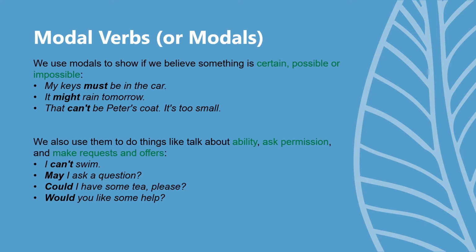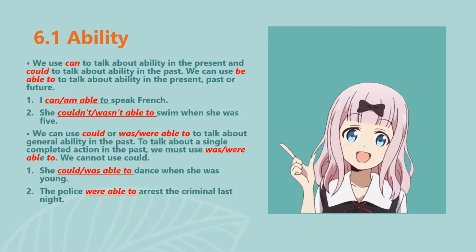Okay, now we are going to go a bit in depth for each of these modal verbs. Okay, in our 6.1 we have the ability. Remember what was ability? Kebolehan. So we use can, the word can, to talk about ability in the present, and could to talk about ability in the past. We can use be able to talk about ability in the present, past or future. Okay, for be able to boleh guna bila-bila lah, regardless present tense, past tense or future tense.